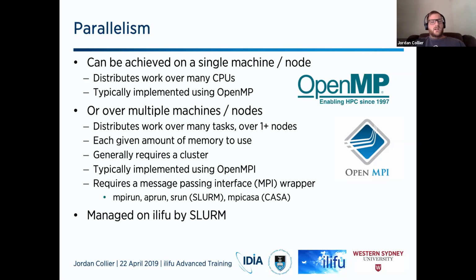And each is given an amount of memory and an amount of resources to use. Generally, we're talking about a cluster when we're talking about multiple nodes. And typically we're talking about OpenMPI or MPI, message passing interface. And so in order to do this, you require an MPI wrapper. There's mpirun, aprun, srun, which is SLURM's version. Or if you're using the CASA software, you use mpicasa. And SLURM is what manages this on the ilifu cluster.